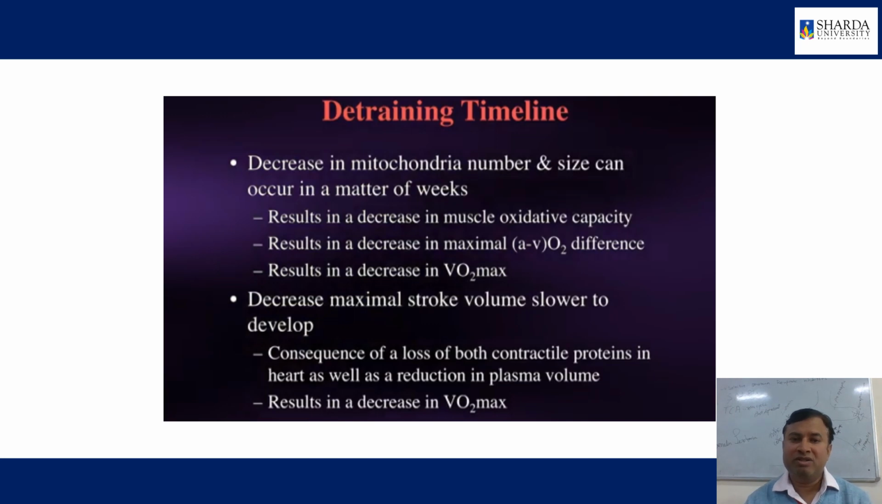The detraining timeline shows a decrease in mitochondrial number and size, resulting in a decrease in muscle oxygen capacity, resulting in decreased maximum arteriovenous oxygen difference, resulting in a decrease in VO2 max. Maximal stroke volume decrease is slower to develop. So that will occur if we reverse the endurance training or we leave the endurance training.